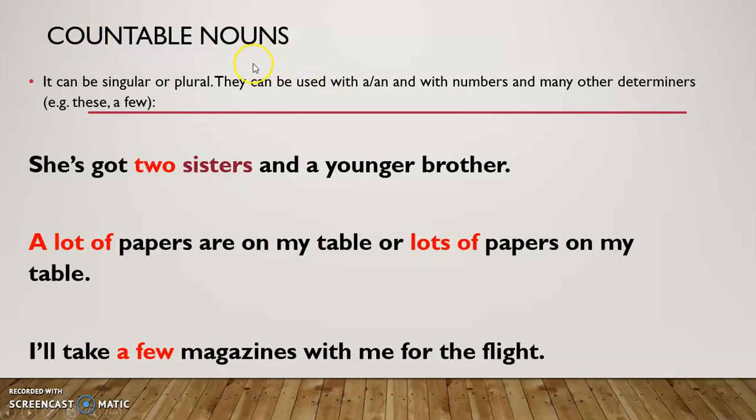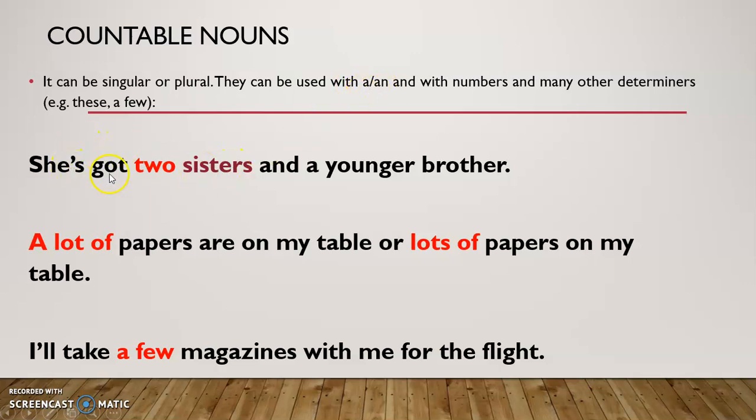Nouns yang boleh dikira. For example, sisters, papers, magazines. Okay. It can be singular or plural. Okay, kalau macam contoh countable nouns ni, you can count sisters, kan? You can count whether you have 1 sister, 2 sisters, whether you have 1 paper or 2 papers, and then you have magazines. You have 1 magazine, 2 magazines, or you have a few magazines. So if you can count the nouns, you can always use a or an.